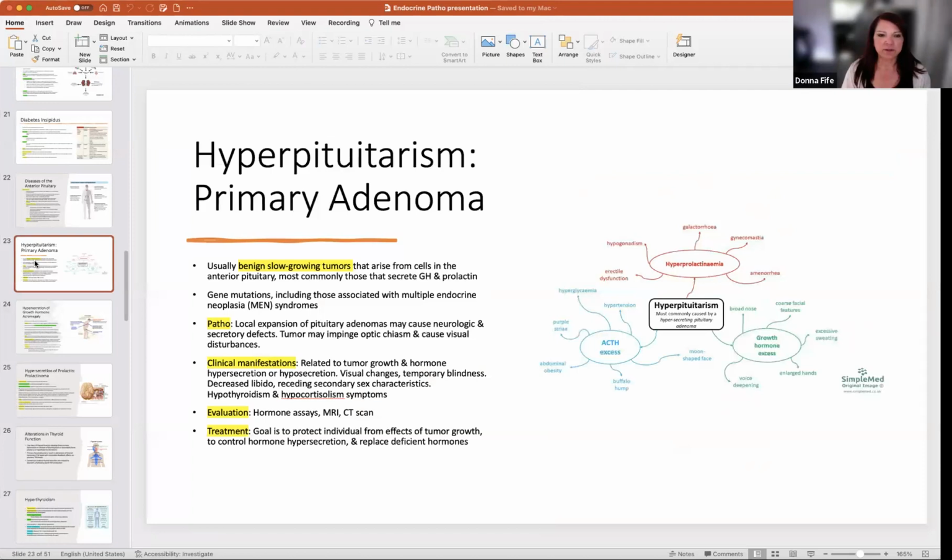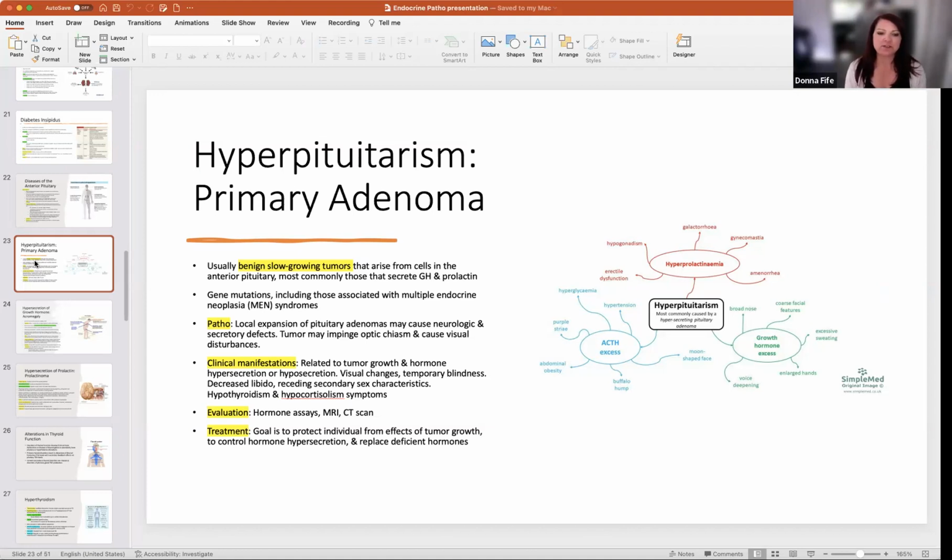Okay, now hyperpituitarism, primary adenoma. This usually begins as a slow-growing tumor. It's usually a benign slow-growing tumor that arises from cells in the anterior pituitary, most commonly those that secrete GH and prolactin. There are gene mutations, including those associated with multiple endocrine neoplasia syndromes. Pathophysiology: there's local expansion of pituitary adenomas, which may cause neurologic and secretory defects. The tumor may impinge on the optic chiasm and cause visual disturbances.